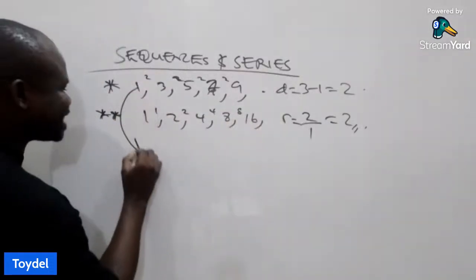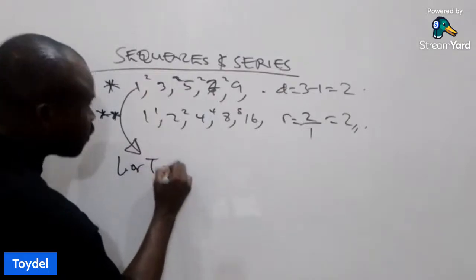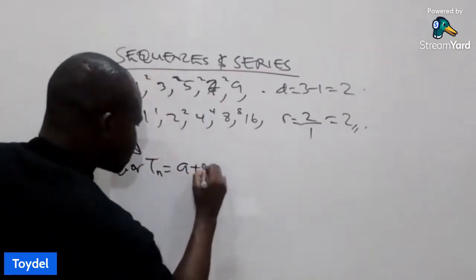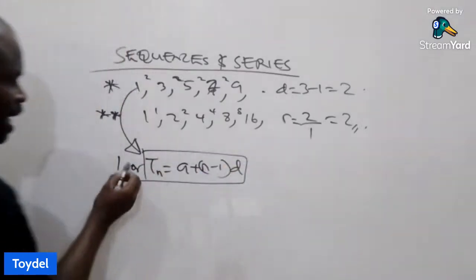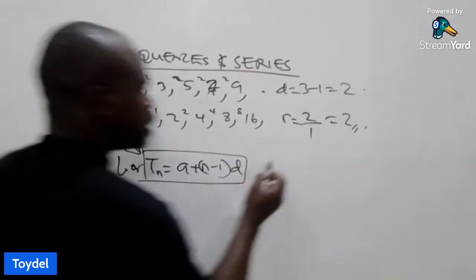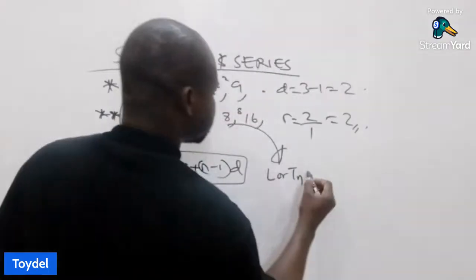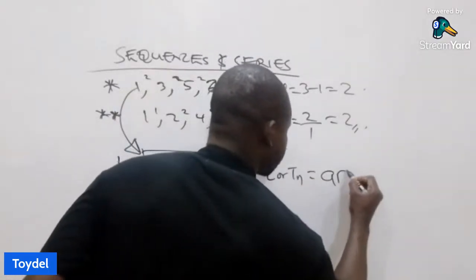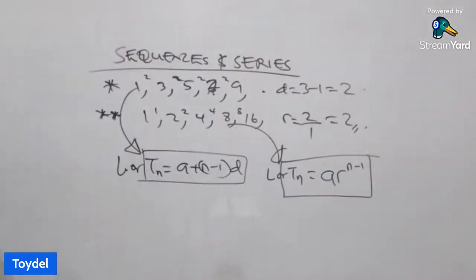Then the formula to find the last term, or nth term, of an arithmetic progression is given as a plus (n minus 1) into bracket d. Then the formula to find the nth term of a geometric progression is given as a into bracket r raised to the power n minus 1. This is the formula that we use to find the nth term of a geometric progression. So please let's take note of all this.